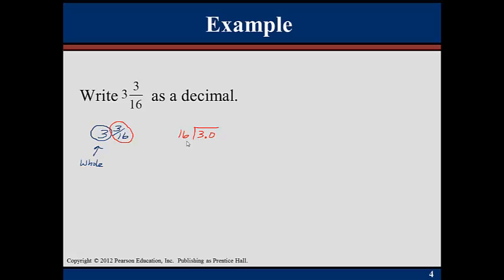16 doesn't go into 3, so we're going to do 16 into 30, and it's 1 time. Make sure you write your decimal above. 1 times 16 is 16. Subtract, and we have 14. Bring down a 0. So now we have 16 into 140, and that's going to go 8 times. So then 8 times 16 is 128. Subtract, and now we have 12. And we're basically just going to keep going until we end up with 0 at the very end.